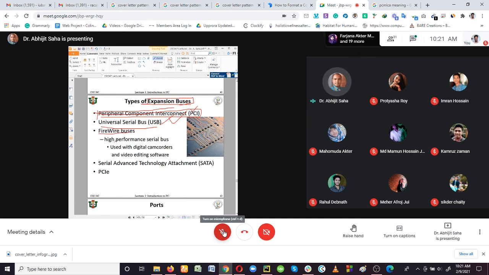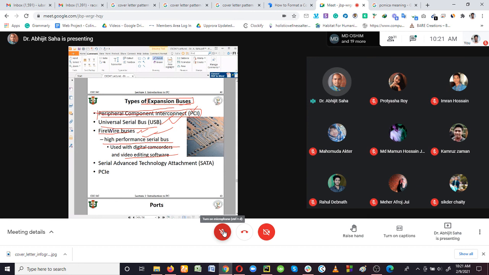The FireWire bus is a high performance serial bus, and it is actually used for digital camcorders or video editing software. So this is the high performance serial bus you need for some special devices. The FireWire port is very common; I think it is fairly recent, not too ancient or old.